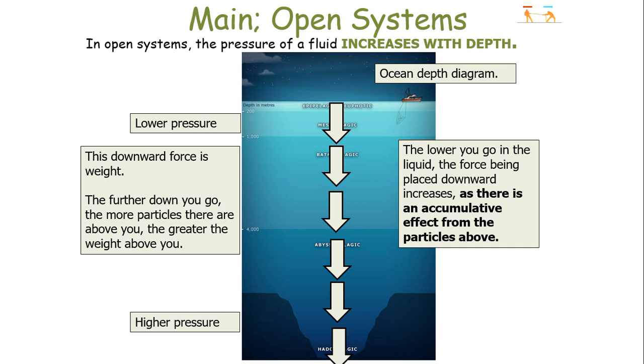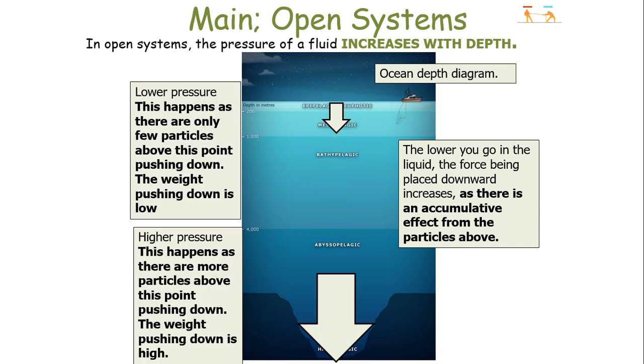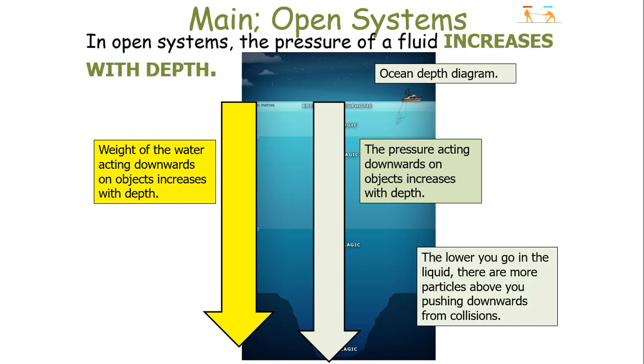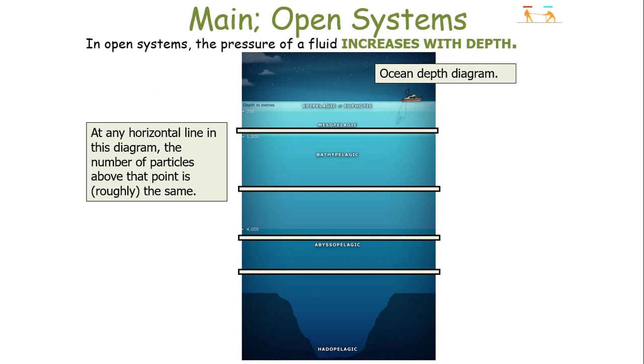Basically, the lower down you go, the more particles there are above you, so the greater the force of weight exerted downwards. At the top of the ocean, there are only a few particles above this point, so the weight pushing down is low, but at the ocean floor, there are more particles above that point pushing downwards, so the weight pushing down is high. So what do we know? The weight of the water acting downwards on objects increases with depth, so the pressure acting downwards on objects increases with depth. The lower you go in a liquid, the more particles above you are pushing downwards from collisions, so you get that pattern.